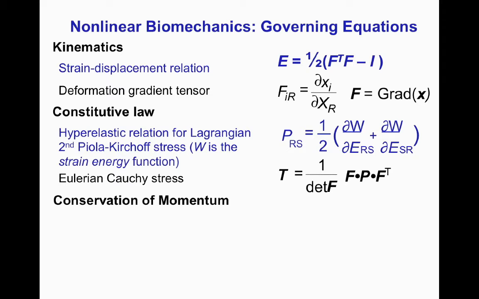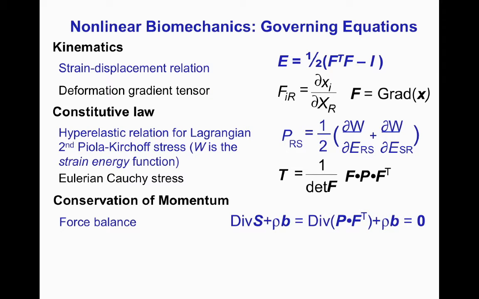Then we have the conservation of momentum. The force balance, or conservation of linear momentum, says that the divergence of the stress tensor plus the body forces is equal to zero. In the Lagrangian form, the stress tensor we use is the nominal stress tensor, which is P, the second Piola-Kirchhoff stress tensor, times the transpose of the deformation gradient tensor. And the capital D here refers to the fact that the partial derivatives are with respect to the undeformed coordinates capital X. Similarly, the body force vector here will have components referred to the undeformed state of the body.